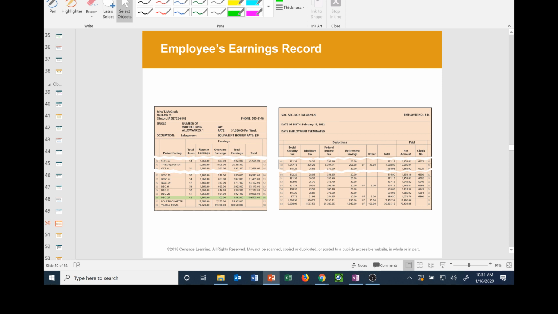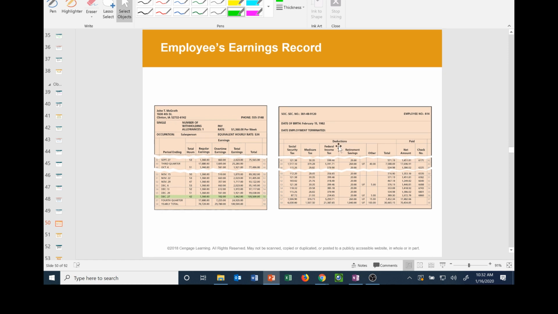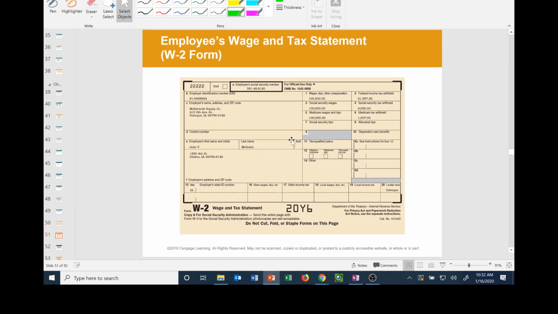Now, when you get to making over 100,000, you have to be careful because the SS part stops at 100 and something thousand. The Medicare 1.5% goes on to millions. Now, the state and federal unemployment stops somewhere around $7,000. On your first $7,000, the company has to pay FUTA and SUTA, and after that, they don't. So I'm sure your problems will have that in it. W-2, which I've mentioned.